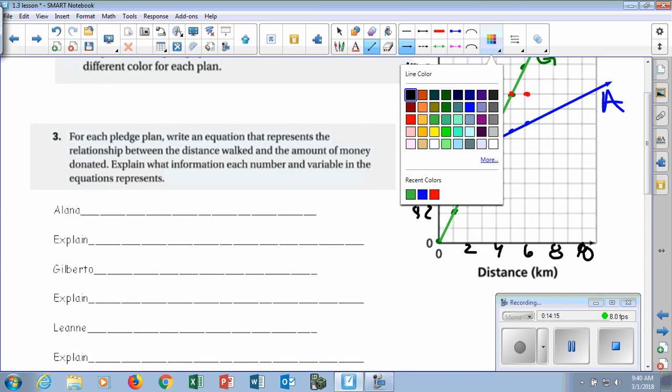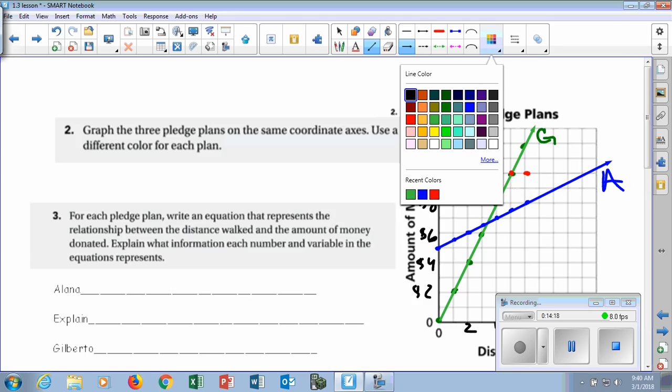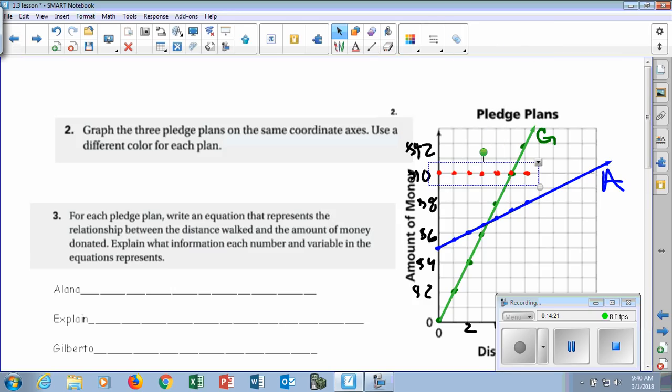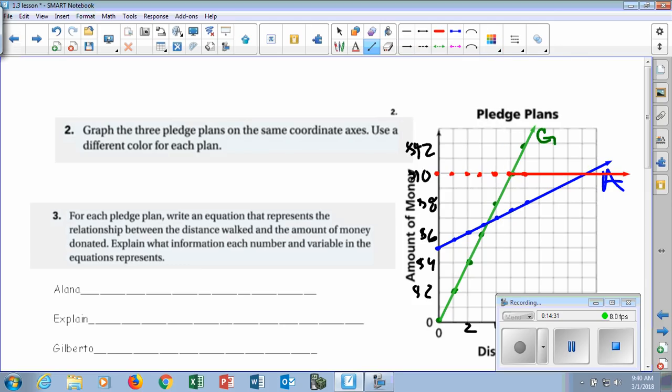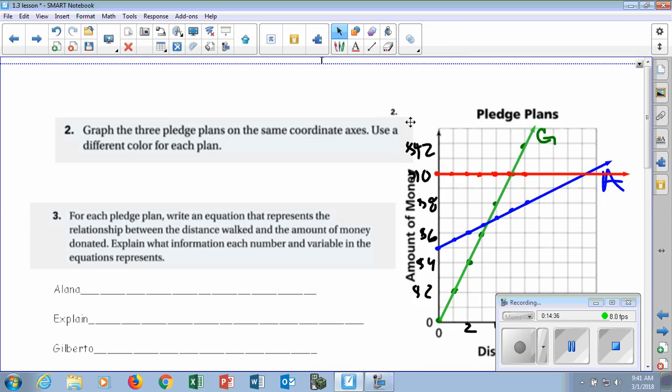Oh goodness, I went the wrong way. Okay, let's try that again. Okay, so there's my last one. Any questions as to how we made any of those lines? Okay. Now that it's in different colors, we can also see it a little clearer.